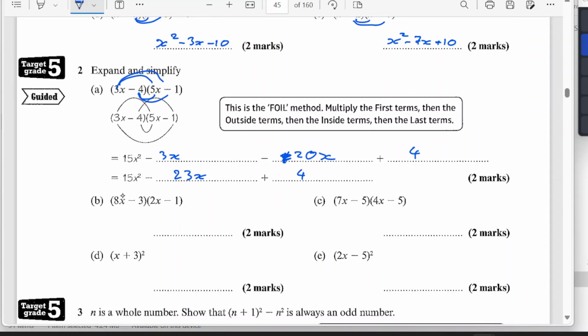For C then, I'm going to do, and I'll bring a line in here. 8x times by 2x would give me 16x squared. 8x times by minus 1 would give me minus 8x.